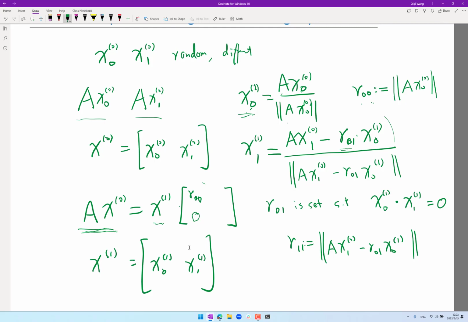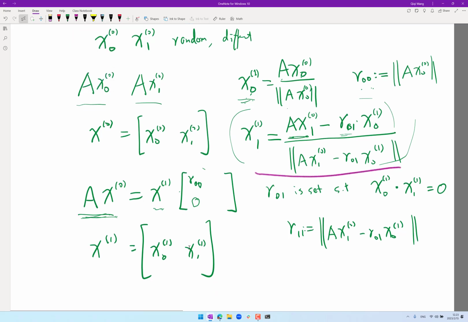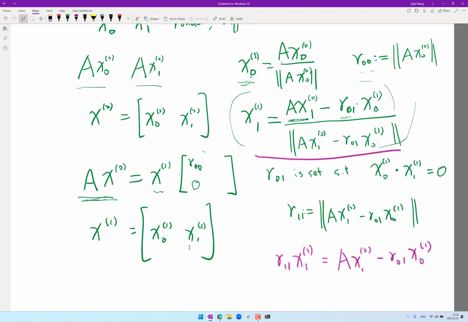And the second column of the left-hand side is equal to Ax1, right? And if you look at this equation, I'm going to annotate it. This equation is the same as, the denominator is R11. So R11 times x11 is going to be equal to Ax10 minus R01 x01, right? Or if you move it to the left-hand side, basically R01 times x01 plus R11 times x11 is equal to Ax10. That's the second column of the left-hand side.